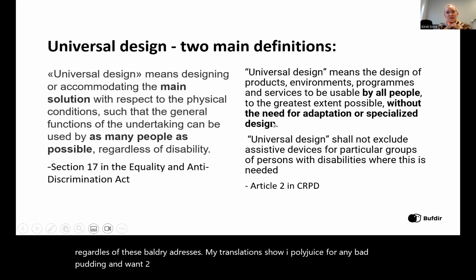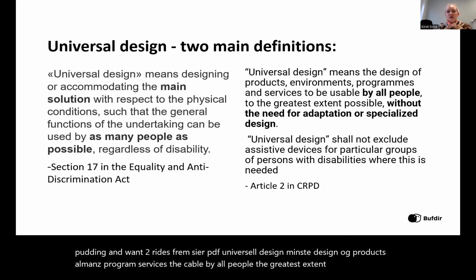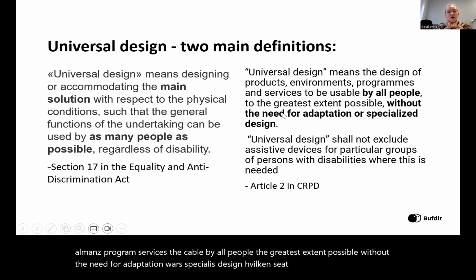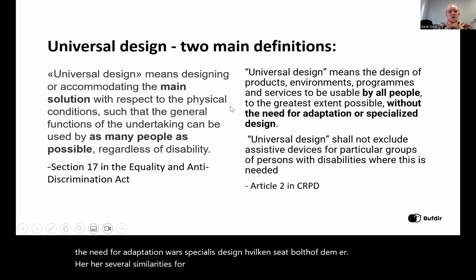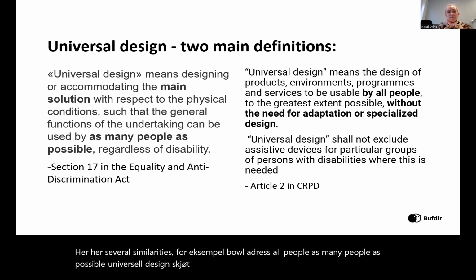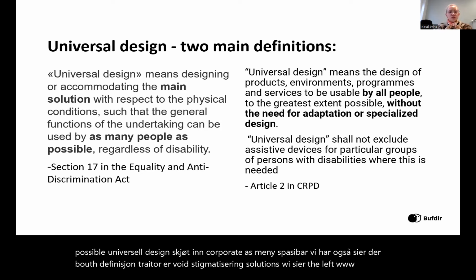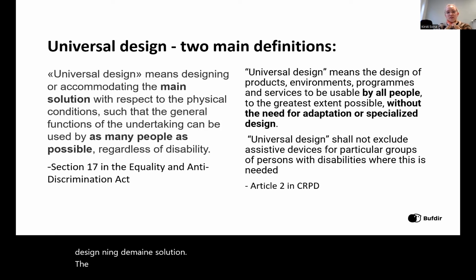And the one to the right is from CRPD. Universal design means the design of products, environments, programs, and services to be usable by all people to the greatest extent possible without the need for adaptation or specialized design. We can see that both of them have several similarities. For example, both address all people or as many people as possible. Universal design should incorporate as many as possible. We also see that both definitions try to avoid stigmatizing solutions. We see it to the left where we talk about universal designing the main solution, and to the right, CRPD, we see that universal design should be done without the need of adaptation or specialized design. So we want to avoid having solutions that are secondary for some people.